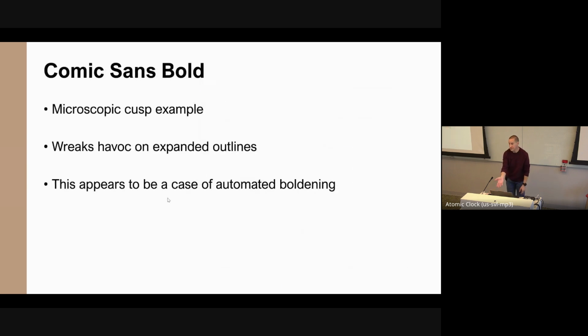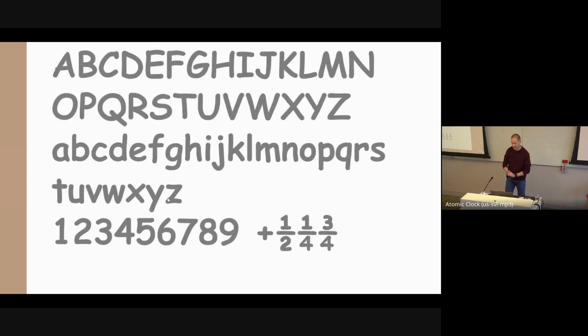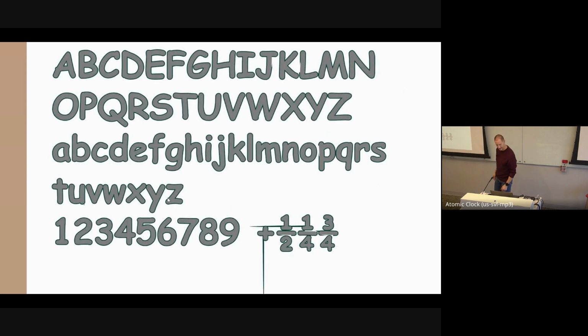Okay, and that brings me to Comic Sans Bold. It did look like an automated tool was used to make the bold font out of the regular font, and it introduced some serious problems. Here's plain Comic Sans Bold. One of the things Slug can do is generate an outline that goes around that by expanding the Bézier curves away in their normal direction.